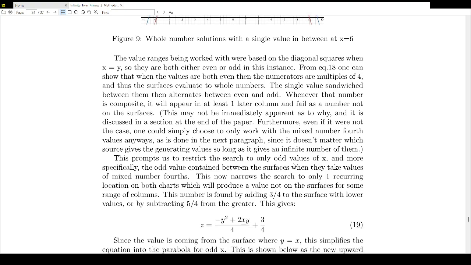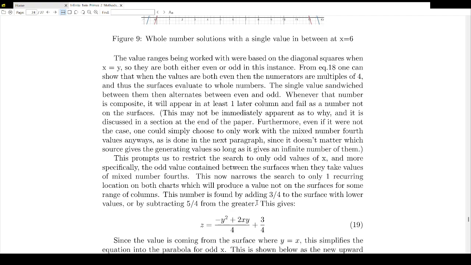So we're only looking for these odd values of x, and specifically want the ones contained between the surfaces when they take values of mixed number fourths, which I said there'll be two numbers. Oh, okay, that's right. So you could show that when they're both odd, they end up with those values of fourths. I said that when they're even, you get one number in between, and it depends on whether that number itself is even or odd. But when they're odd, you get two numbers between. But they're two consecutive numbers. So because they're two consecutive numbers, one of those will be even and one of those will be odd. So that's what I mean here. We're trying to restrict ourselves to that odd number.